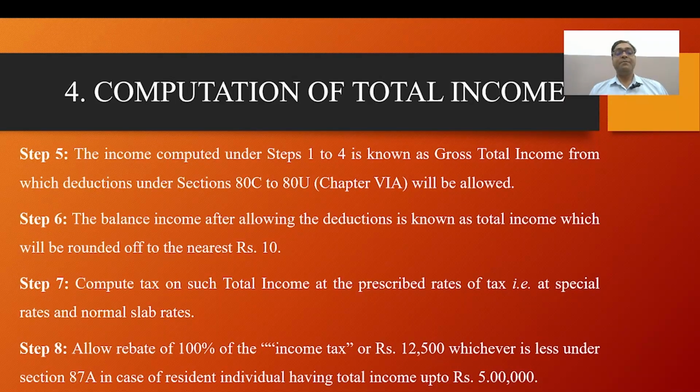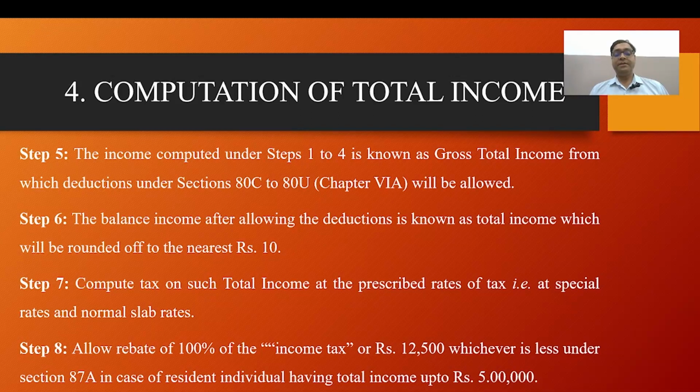Step 6 is that the balance of income after allowing the deductions is known as total income, which will be rounded off to the nearest 10 rupees. Step 7 is to compute tax on such total income at the prescribed rates, that is, special rates and normal slab rates, under the old regime and new regime, the new tax slab and old tax slab. Step 8 is to allow the rebate under section 87A, which is 100% of the income tax or 12,500 rupees, whichever is less, in case of a resident individual having total income up to 5 lakh rupees.